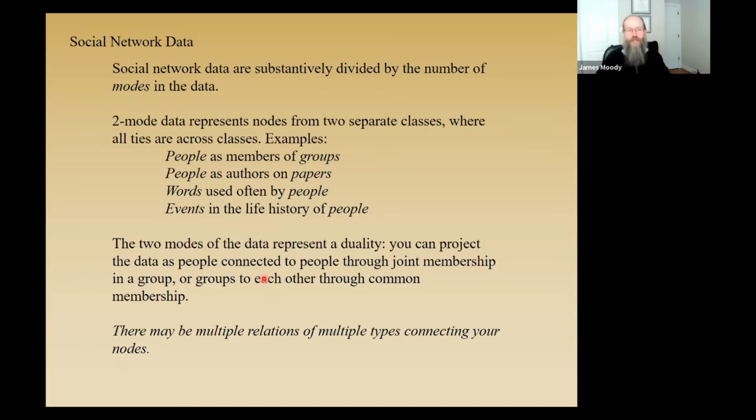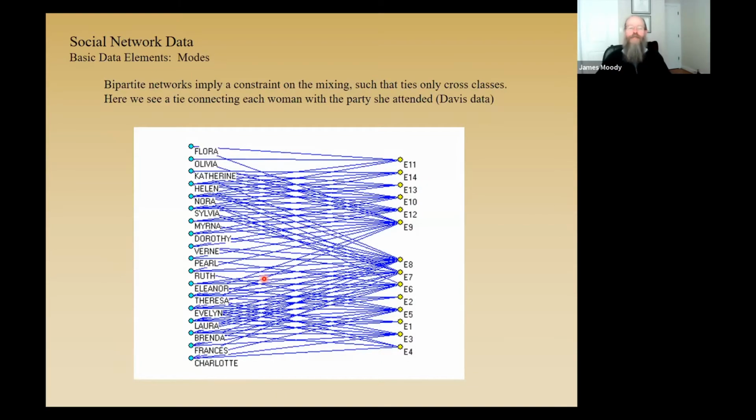And so what this looks like, and the reason it's called two-mode network data, is that you can sort the data from one side to the next, such that everybody on this side, in this case, women in a southern town, and events that they've attended, in this case, luncheons. And so we have Flora, Olivia, Catherine, and Helen, right? These folks all attended this particular event, and they're connected to each other through that event, but not directly connected to each other.